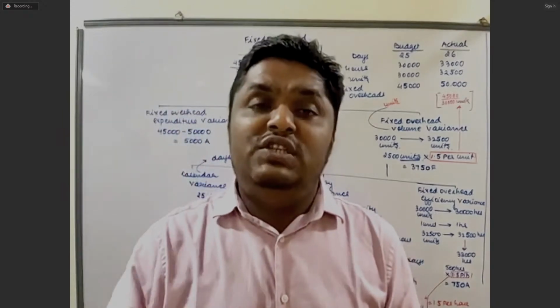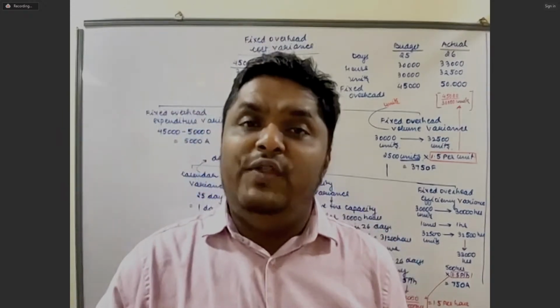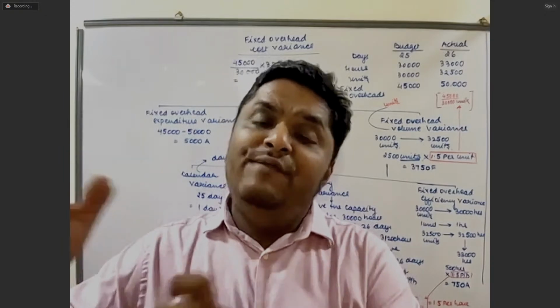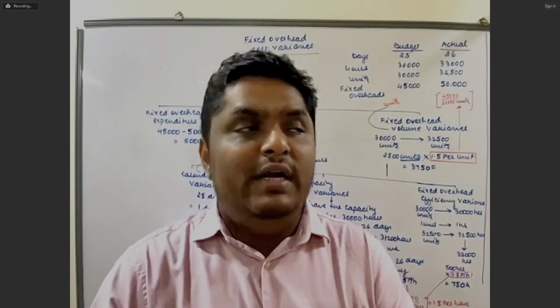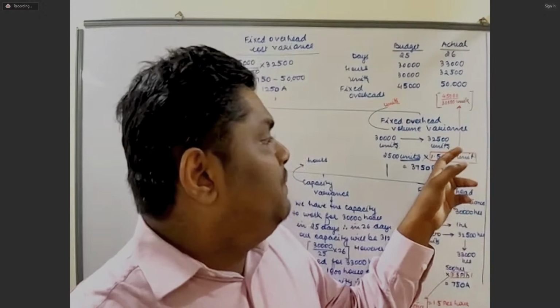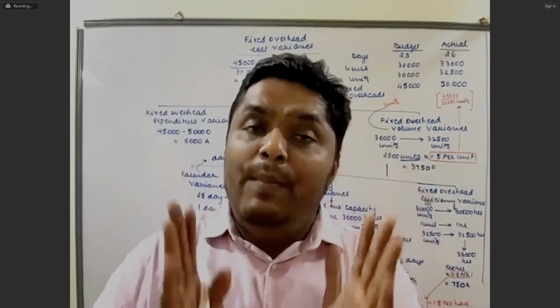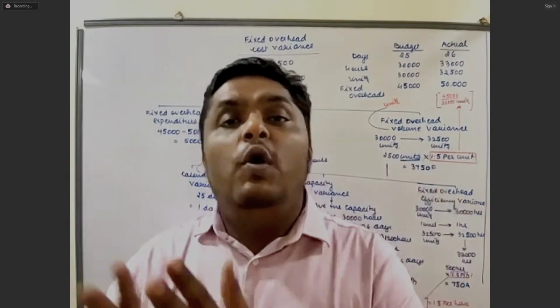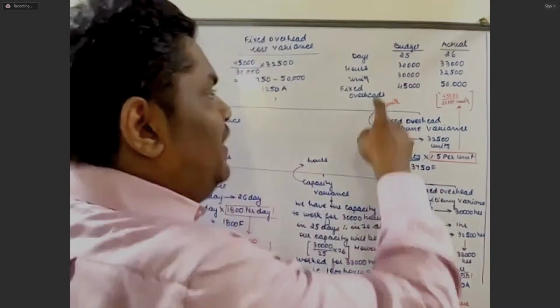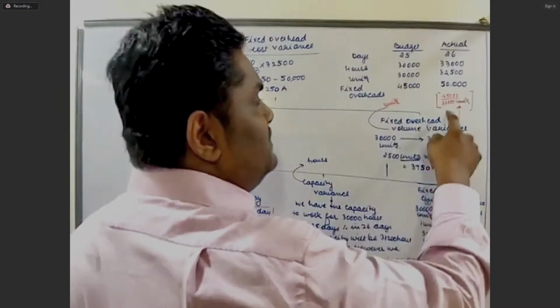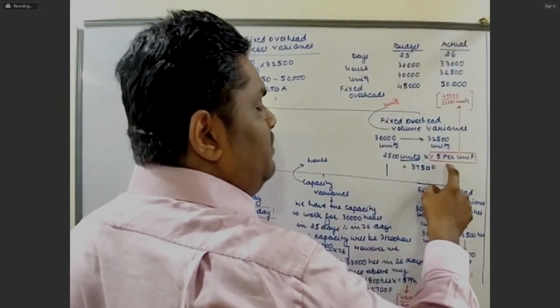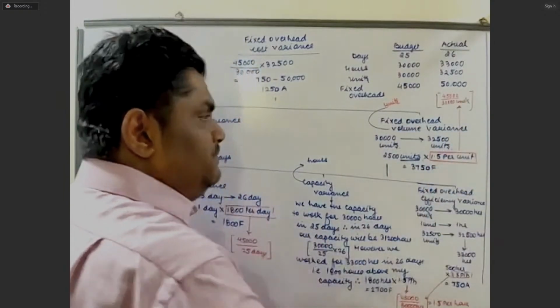2,500 units extra we manufacture. So it's a good sign for the company. Again, we have to express all the variances in monetary terms. So we'll be applying the rate per unit because we have calculated the number of units. So 45,000 divided by 30,000 units. So we'll be getting the rate per unit, that is 1.5 per unit.